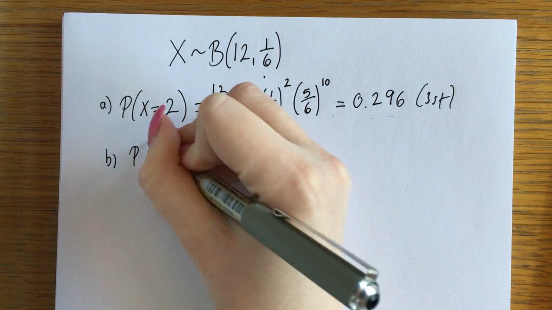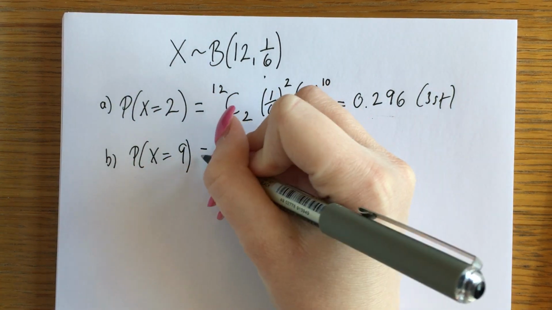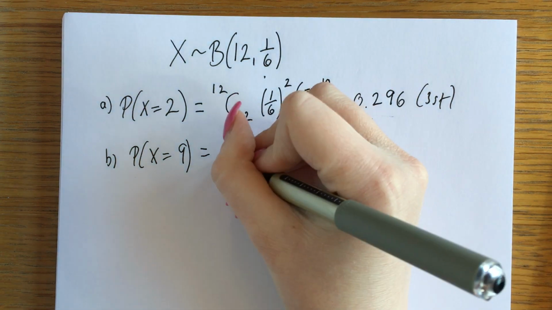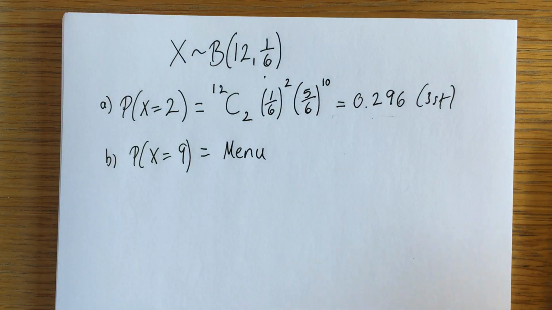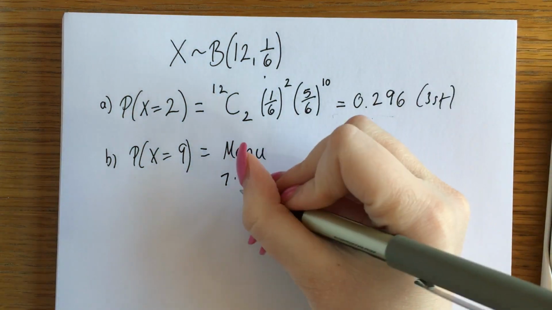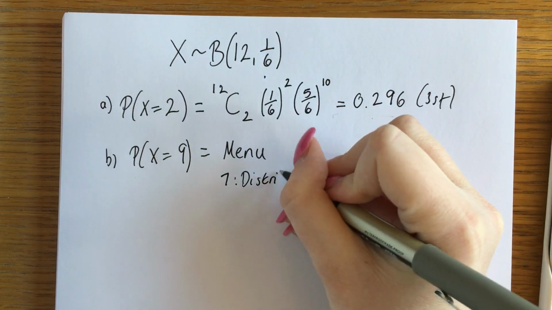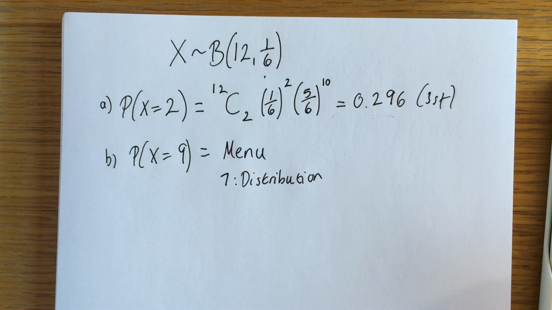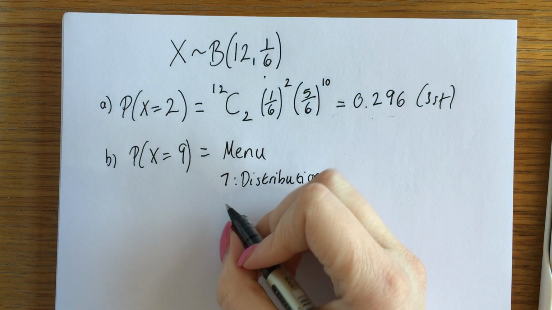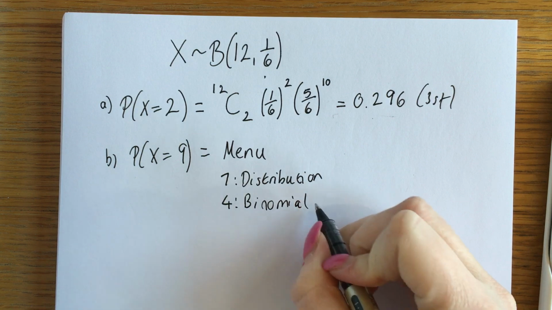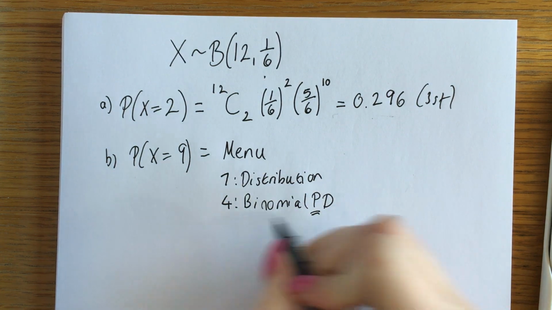So B, find the probability that x is equal to 9. So I'm going to do this straight onto my calculator. So as a reminder, I'm going to pick up my menu and I'm going to go to 7 distribution. Oh, sorry, I've leant on my calculator and I've put it in a weird mode. Right, there we go, back out of it. I'm then going to click for binomial PD because I'm finding a particular value.